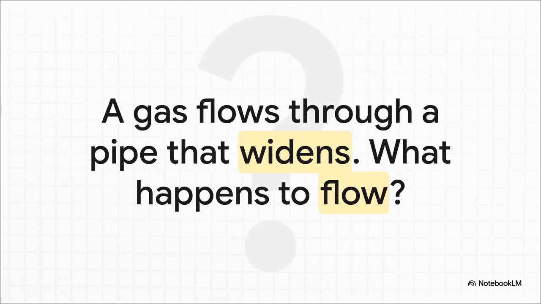Okay, you ready for a little challenge? Let's see if you're with me. Imagine you've got some gas flowing down a pipe, and then all of a sudden that pipe gets way wider. So I want you to think about 3 key variables: mass flow rate, molar flux, and volumetric flow. What happens to each one of them? Go on, take a second to think about it.